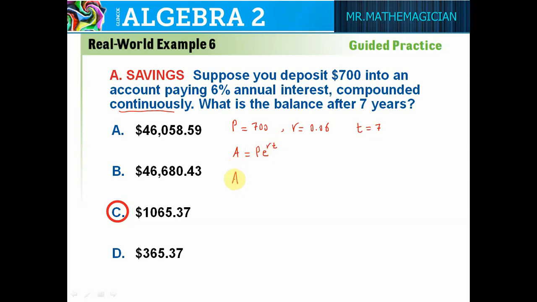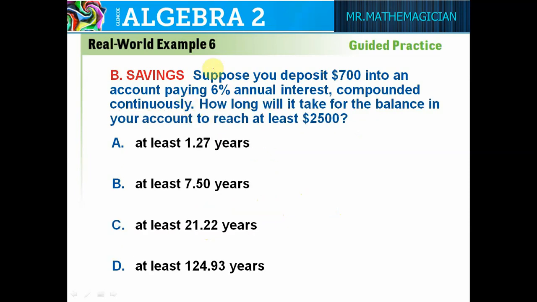So this is the required A equals 700 times e to the power of 0.06 multiplied by 7, and we will use a calculator to find out that it will be $1,065.37. So really C is the accurate choice. Another guided practice you need to solve, so pause the video and try to choose whether it's A, B, C or D, and you will find it C.